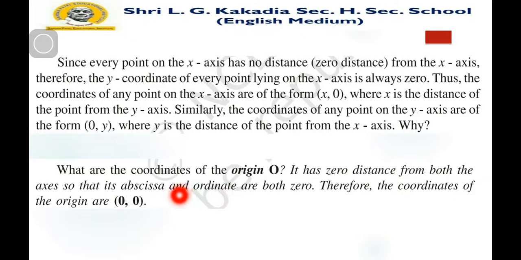That is, abscissa means the coordinate of the x axis and ordinate means the coordinate of the y axis. Here is the x-axis and here is the y-axis.